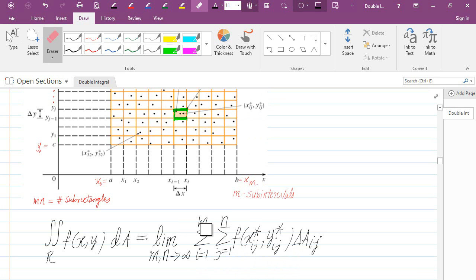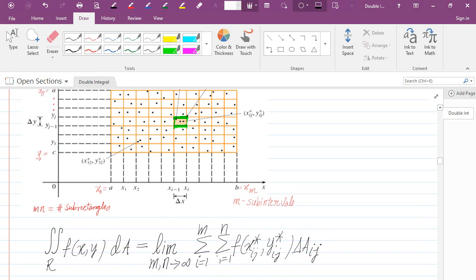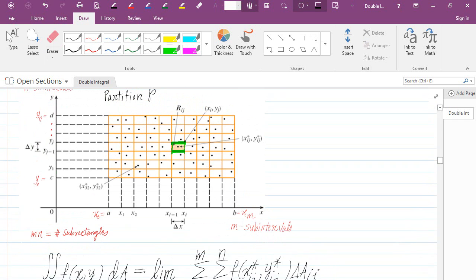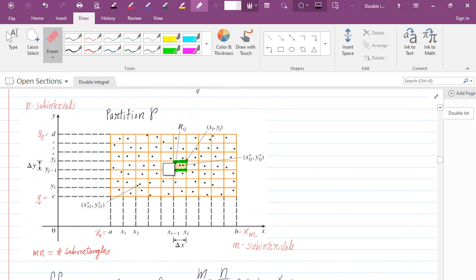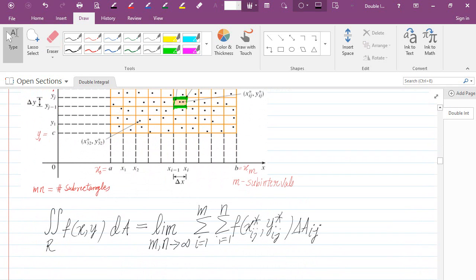So we get the summation i going from 1 to m, summation j going from 1 to n, f of xij star comma yij star multiplied by delta Aij. Now this sum here is the Riemann sum of f with respect to this partition of the rectangle R. And then we take the limit as m and n go to infinity. That's the double integral of f over the rectangle R.